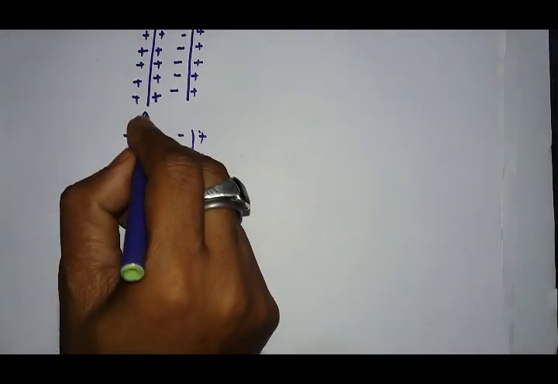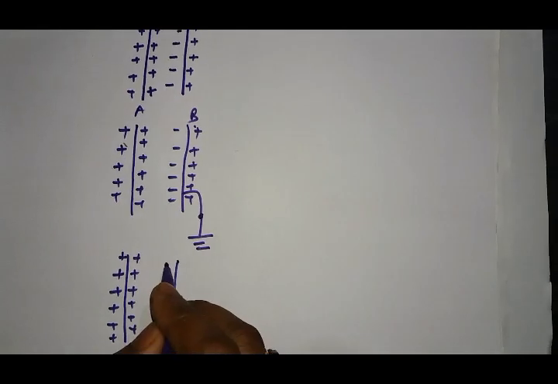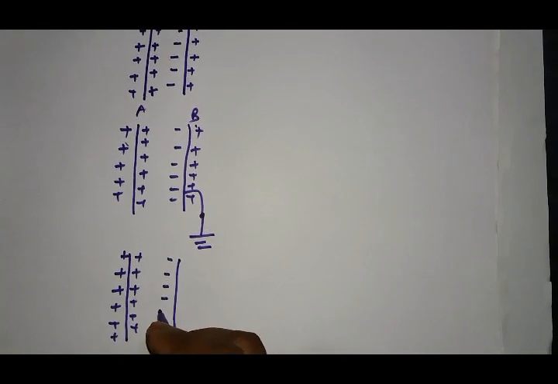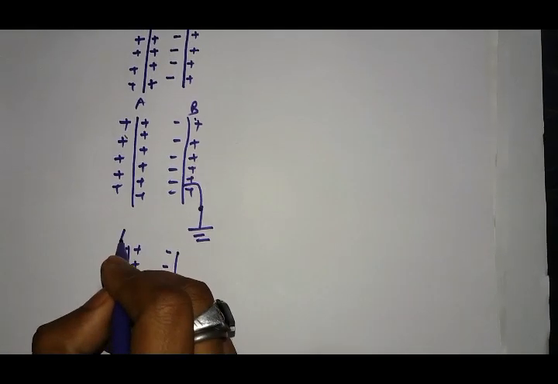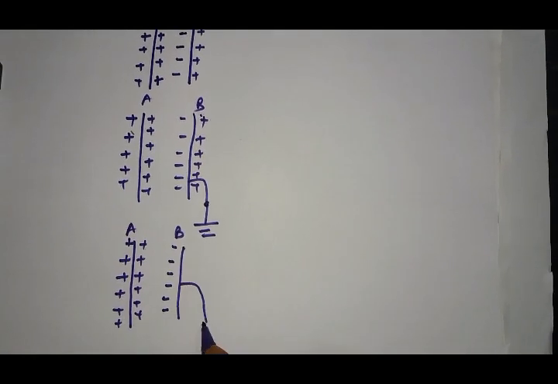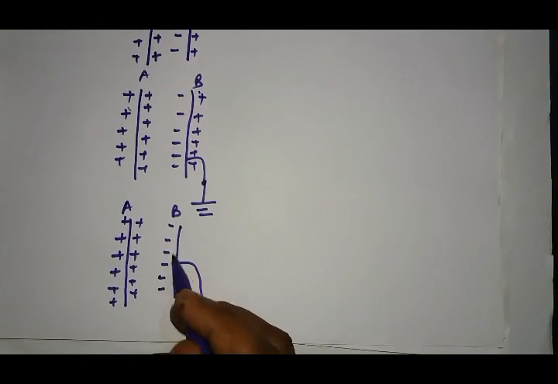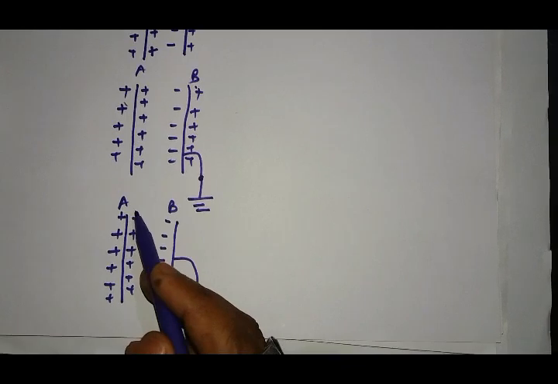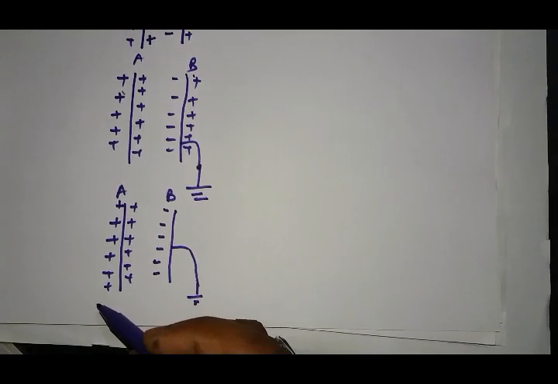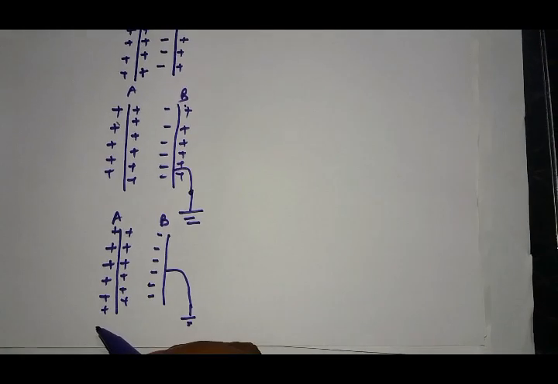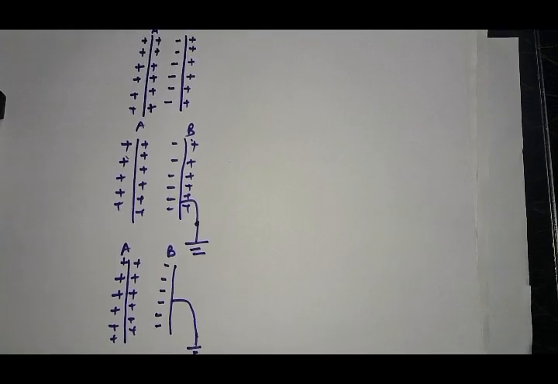this is plate A, this is plate B, and finally we will get only the negative charge on plate B, and due to this negative charge the potential of plate A further decreases, and to increase the potential we have to give charge to plate A.